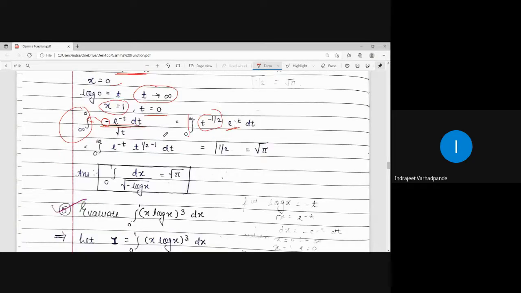So integral 0 to infinity e to the power minus t, t to the power minus half dt. Now I want it into the form n minus 1. What I told you, whatever is the term available, you add plus 1, that will give you the quantity. Minus half plus 1 is half. So ultimately this can be written as half minus 1. So the integral becomes integral 0 to infinity e to the power minus t, t to the power half minus 1 dt, which is gamma half. And gamma half is directly having the result as under root of pi.